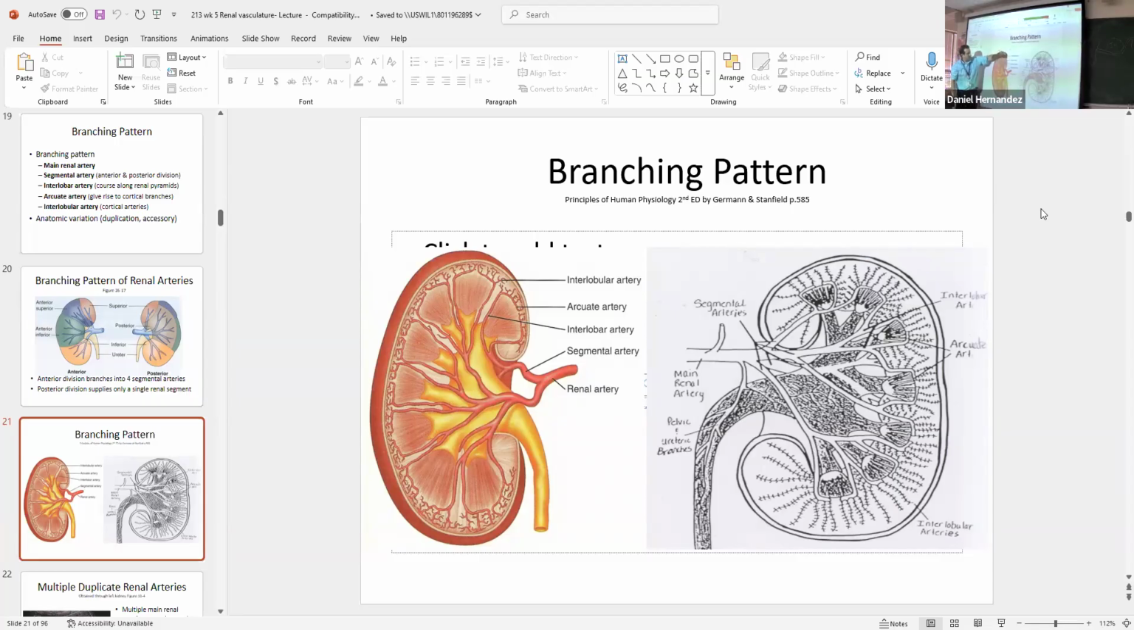And then the small little projections off the arcuate that go out into the periphery of the cortex are interlobular. A lot of students mix up interlobular and interlobar. The interlobular are the small, thin arteries or projections that go out into the cortex. You can see a little bit better here. The arcuate are the ones that wrap around the pyramids, and the small little hair-like ones that perfuse the cortex are the interlobular. So the main, segmentals, interlobar, arcuate, and then interlobular.